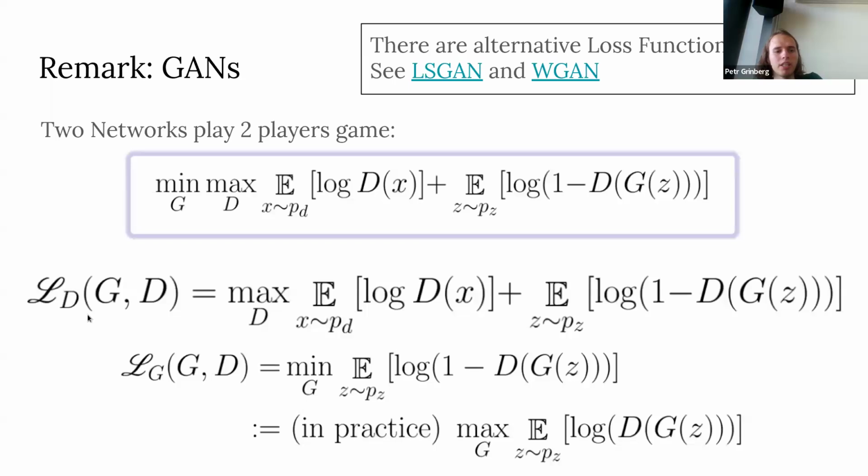If we look at the losses, the loss for the discriminator will look like this, and the loss for the generator will look like this, which in practice can be written in such a way, which is a bit easier than this way. So instead of having 1 minus something, we'll have this stuff.